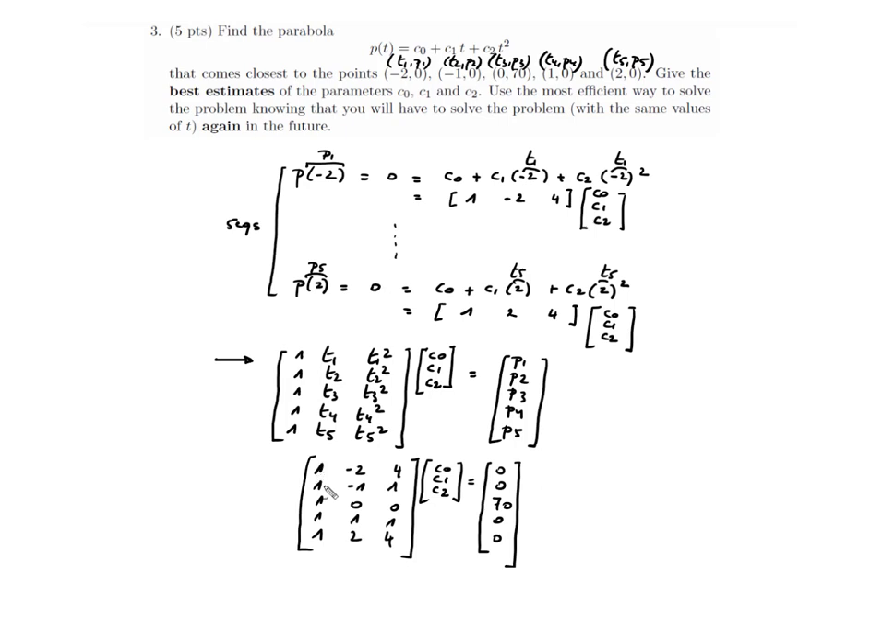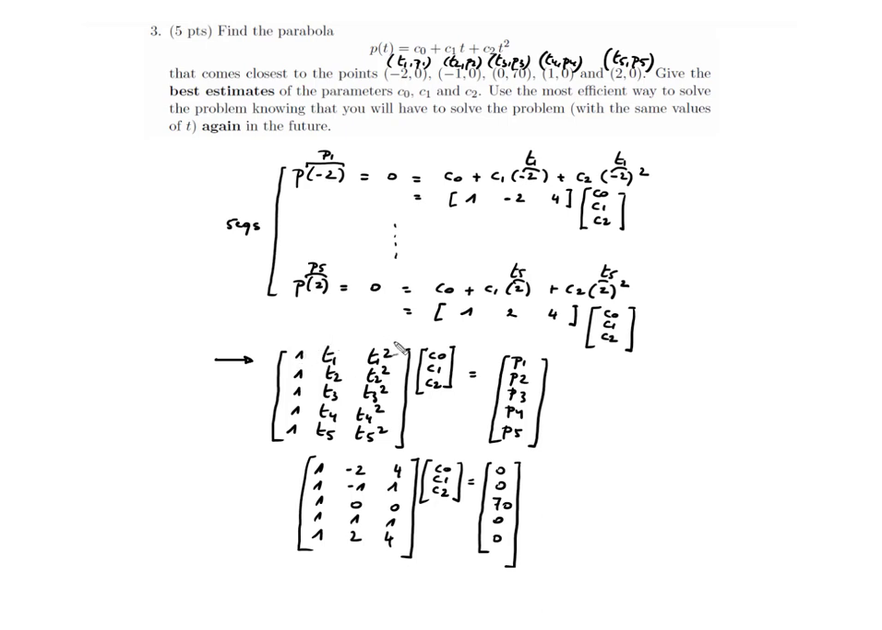Obviously there are 5 equations and 3 unknowns, right? So in general there will be no solution, but there will be a solution in the least squares sense, right? What is said over here, that you have to use the most efficient way, knowing that you'll have to solve the problem again with the same times, right?